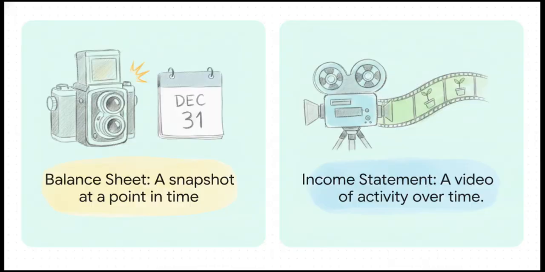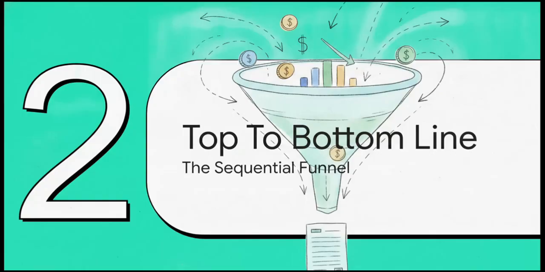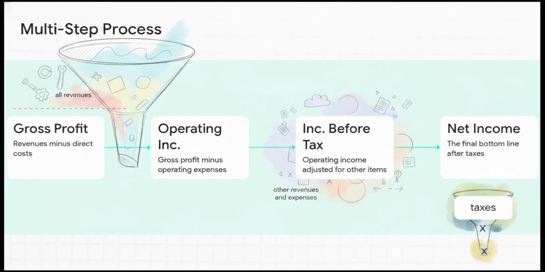Moving on to Section 2, from top to bottom line. Let's see how that financial funnel actually works in practice. To really understand a company's daily operations, we use a multi-step method. Picture a giant funnel. We start wide at the top with all the revenues.